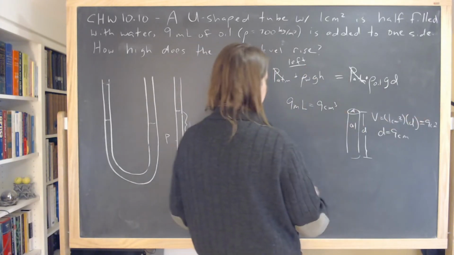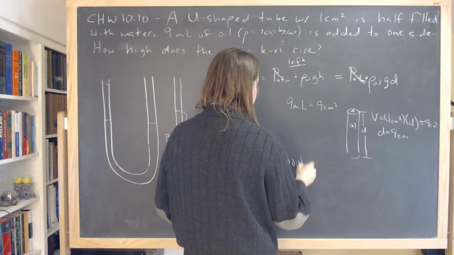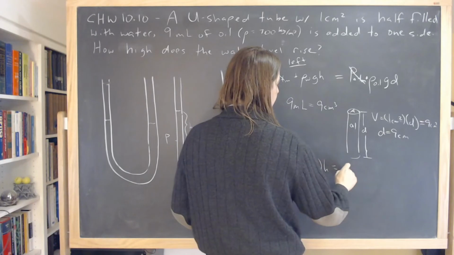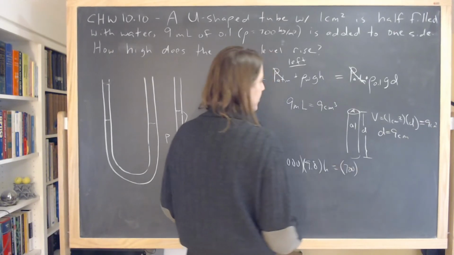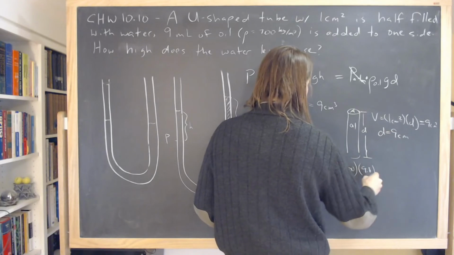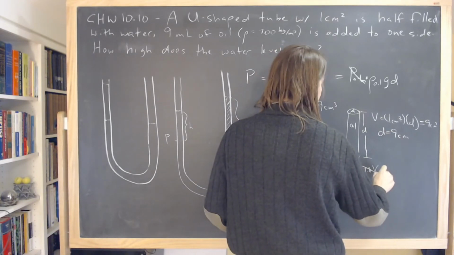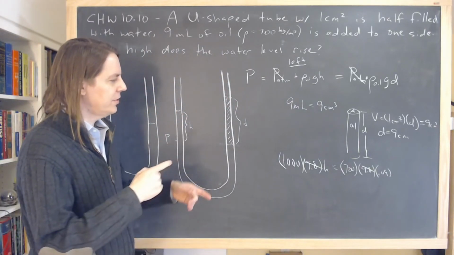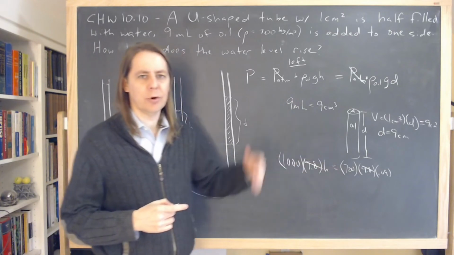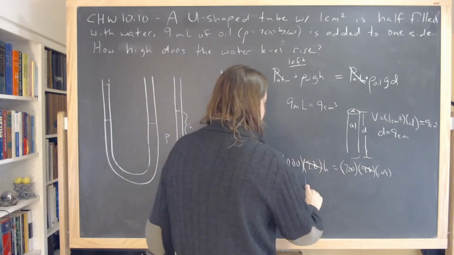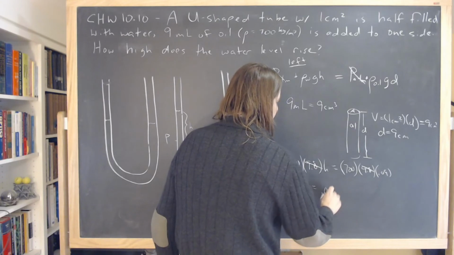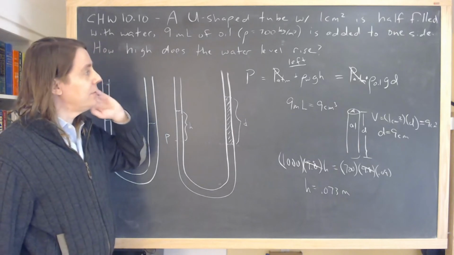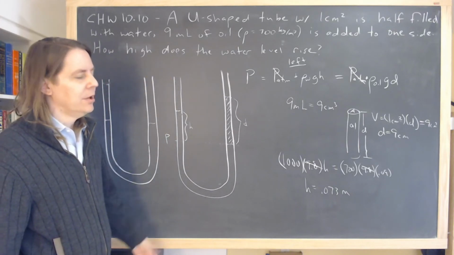So now we can plug in, in MKS units, 1,000 times 9.8 times H, what we're looking for, equals 700 in MKS units times 9.8 times 0.09 meters. The g goes away. 7/10 of 0.09. So what you get is that this H is 0.063 meters. And in our online system, it asks for it in centimeters. It would be 6.3 centimeters.